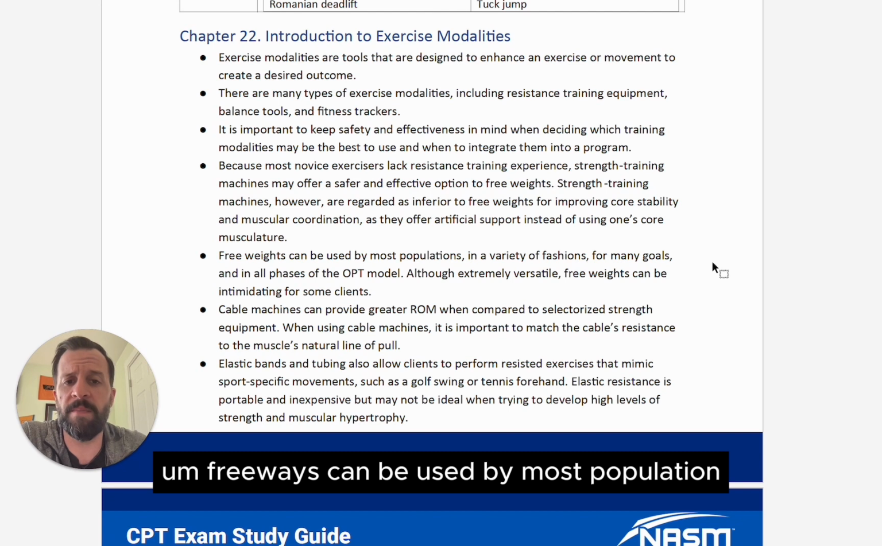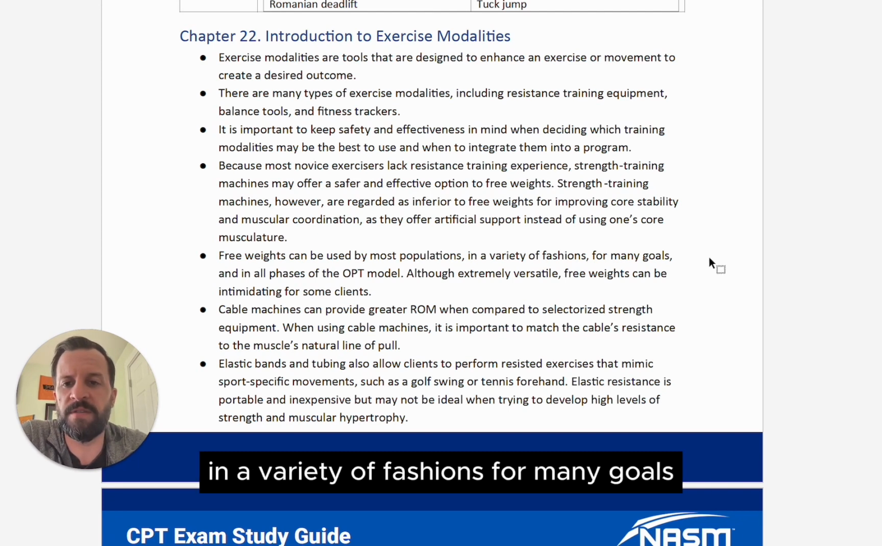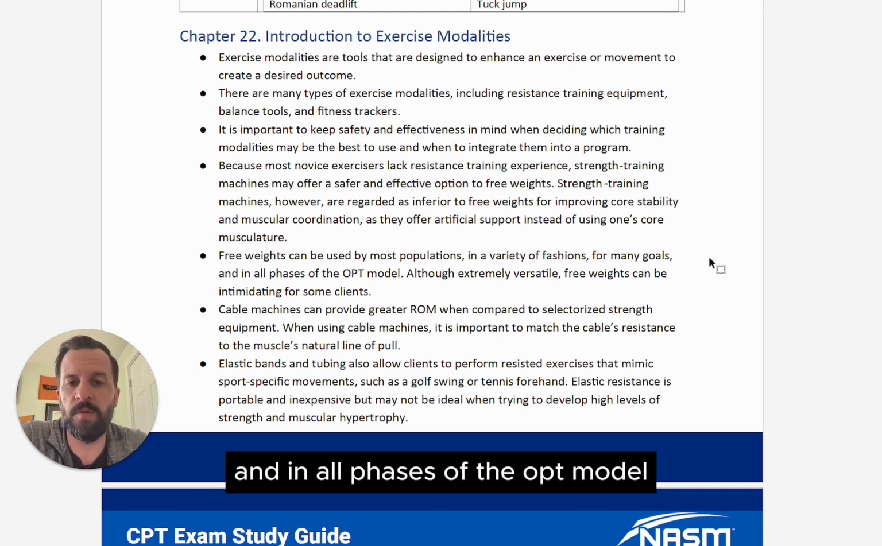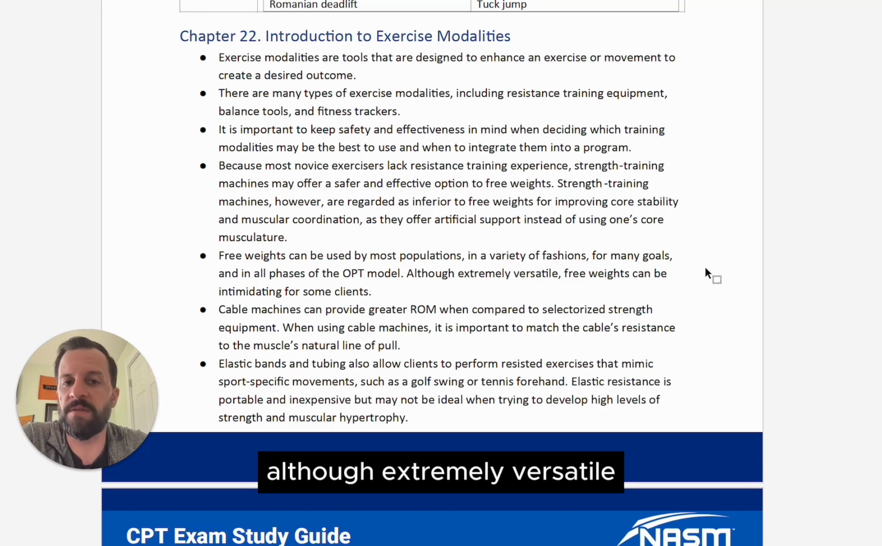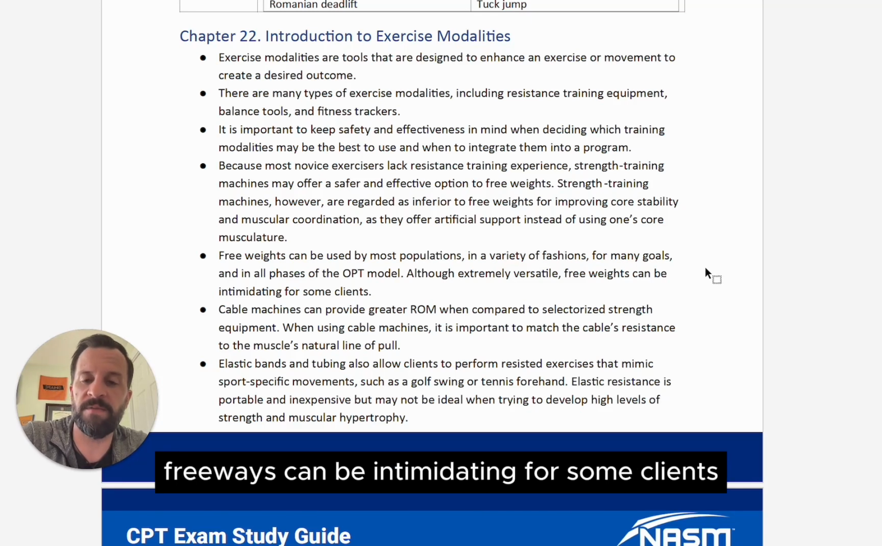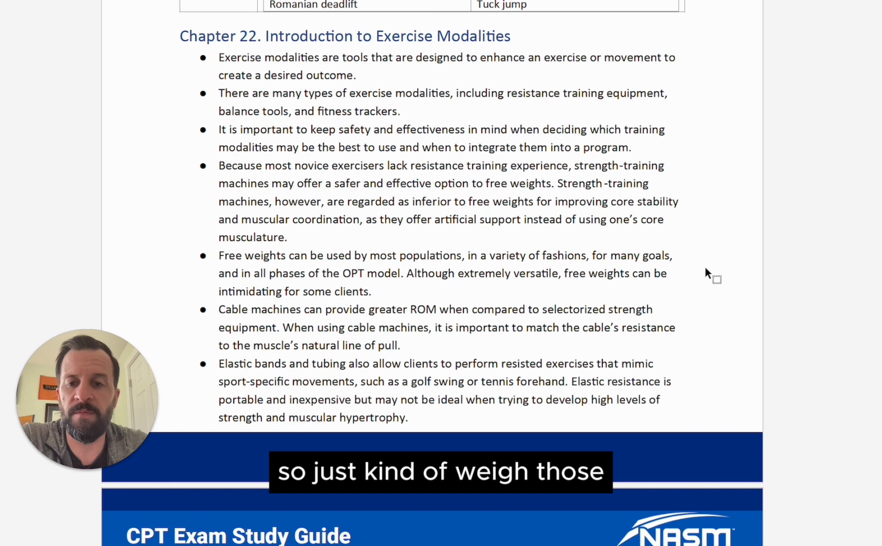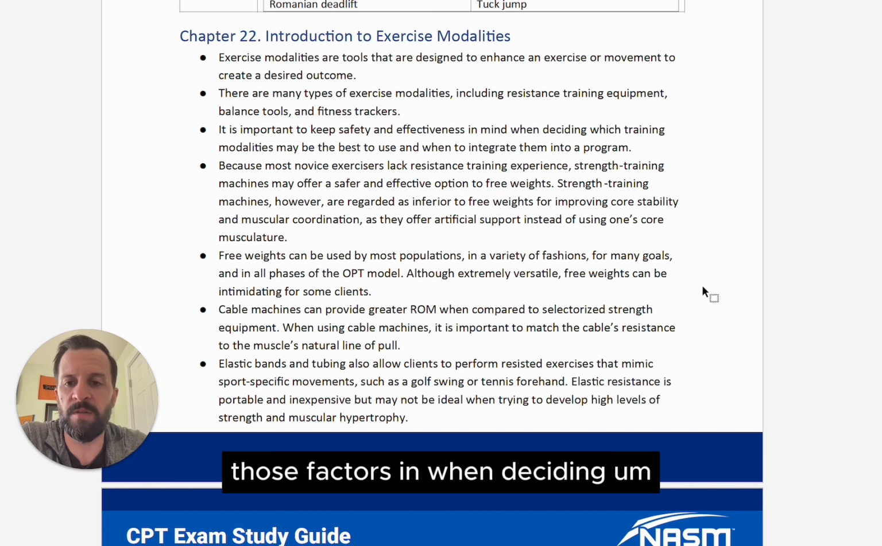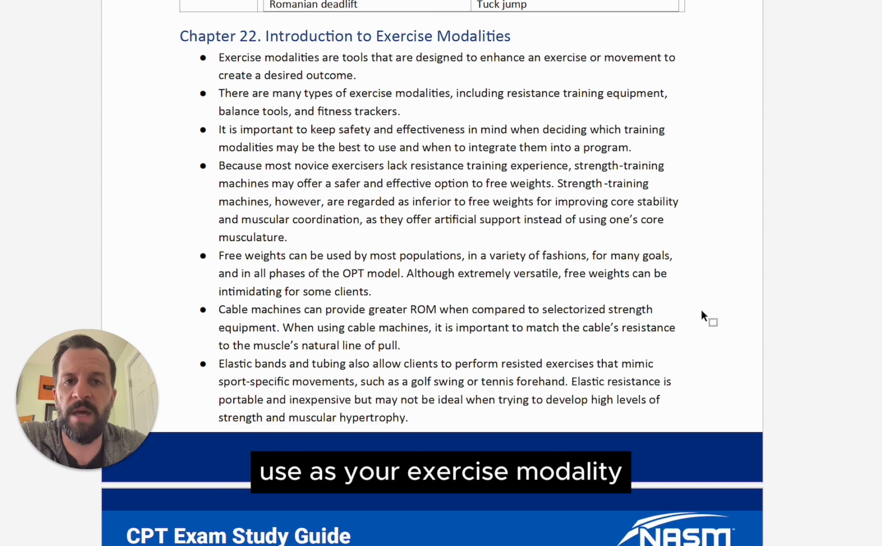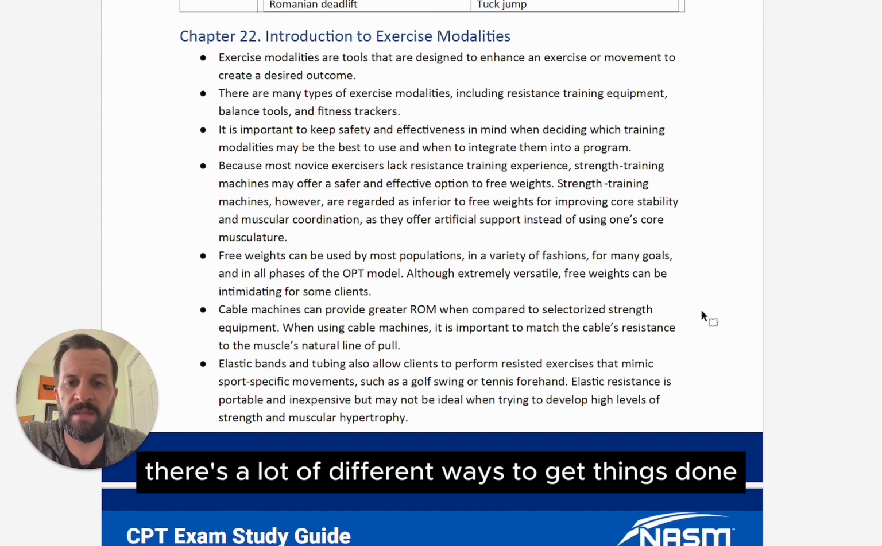Free weights can be used by most populations in a variety of fashions for many goals and in all phases of the OPT model. Although extremely versatile, free weights can be intimidating for some clients. So just weigh those factors in when deciding what you're going to use as your exercise modality. There's a lot of different ways to get things done.